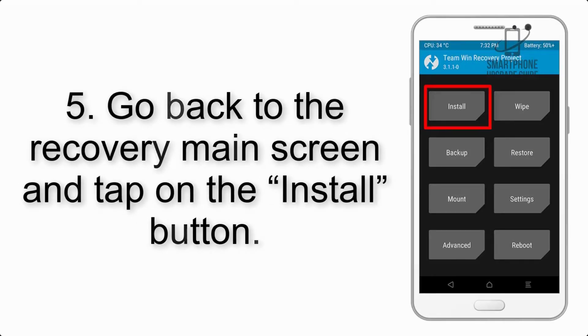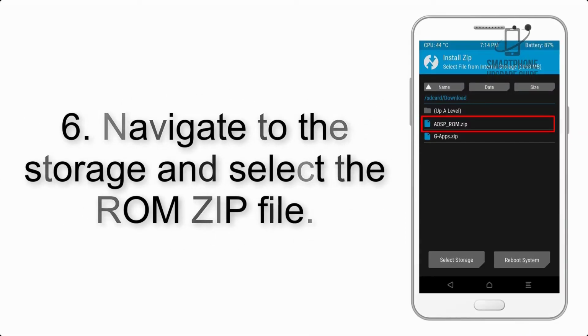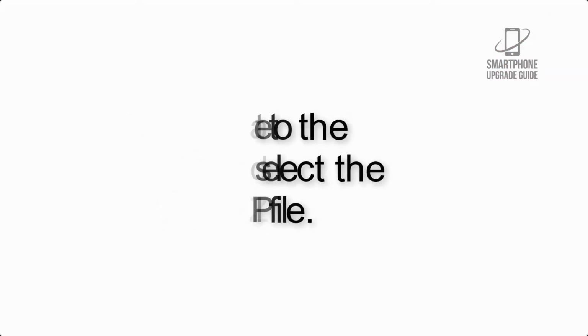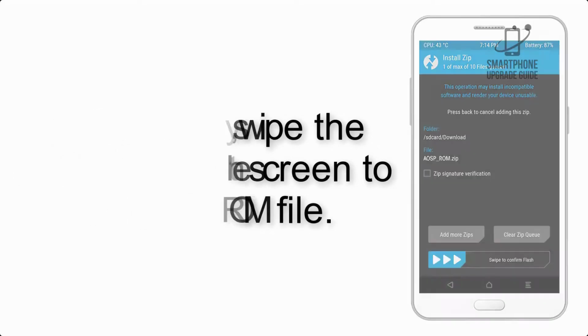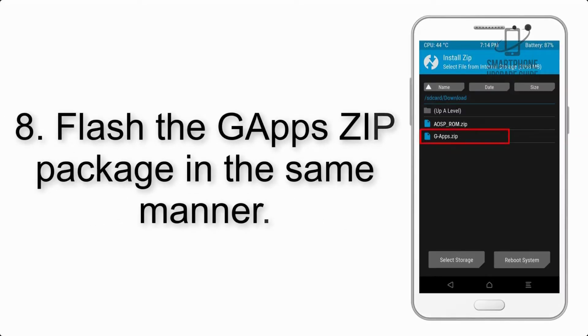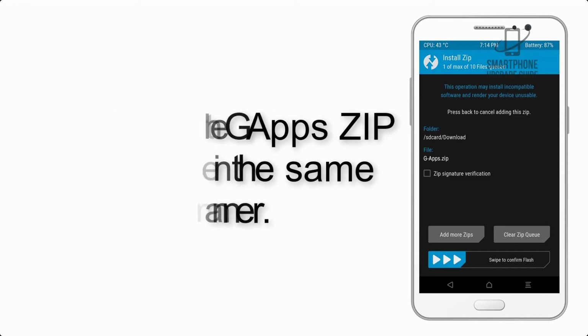Step 5. Go back to the recovery main screen, and tap on the Install button. Step 6. Navigate to the storage, and select the ROM zip file. Step 7. Finally, swipe the button on the screen to install the ROM file. Step 8. Flash the GApps zip package in the same manner.